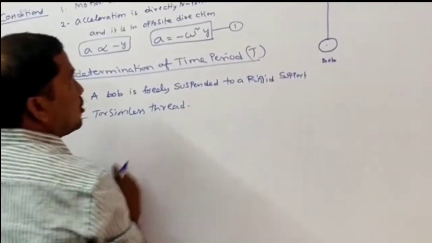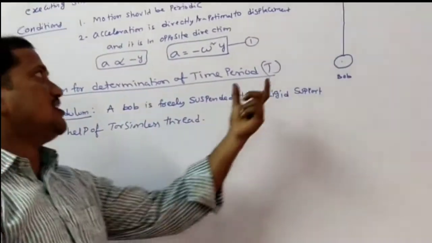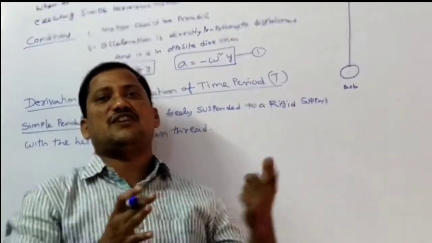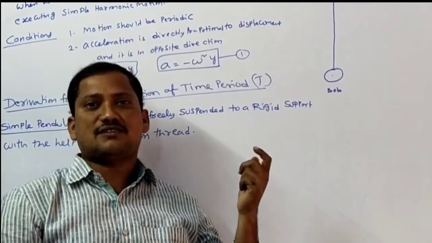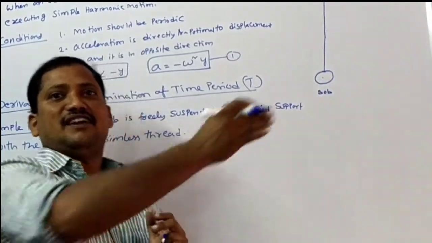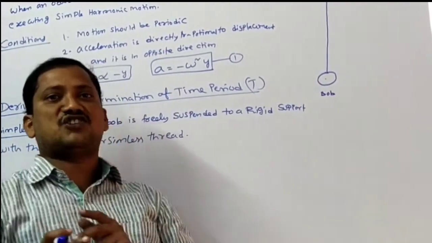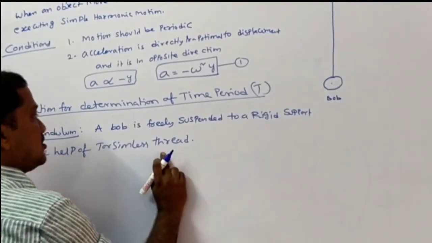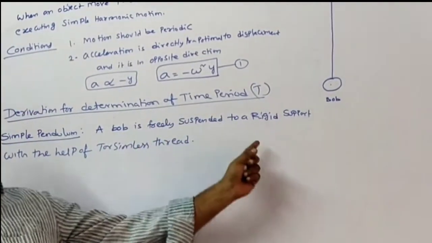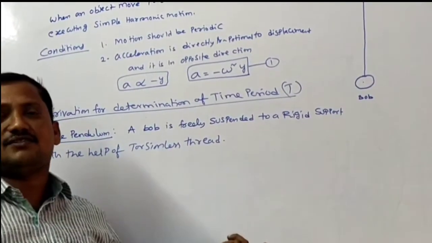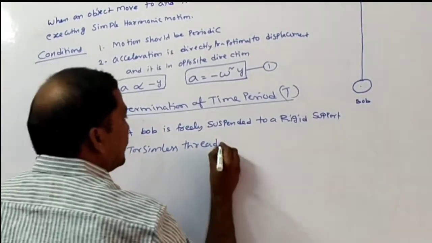Why are we using the torsionless thread? If it had torsion, it would rotate in a circular manner in different paths. But what is required is that the bob should move straight, in a straight line horizontally. That's why I'm using the torsionless thread. So a bob freely suspended to a rigid support with the help of a torsionless thread is called a simple pendulum.